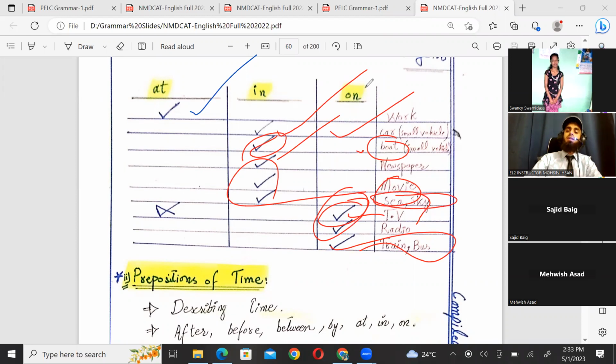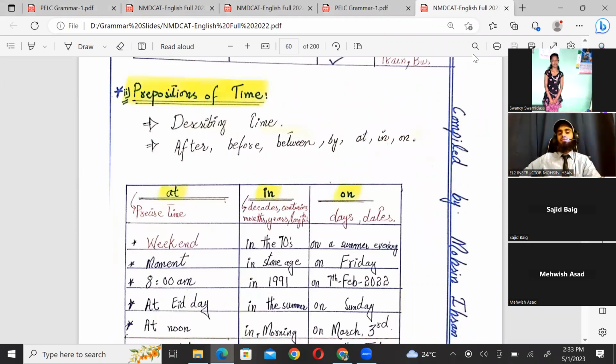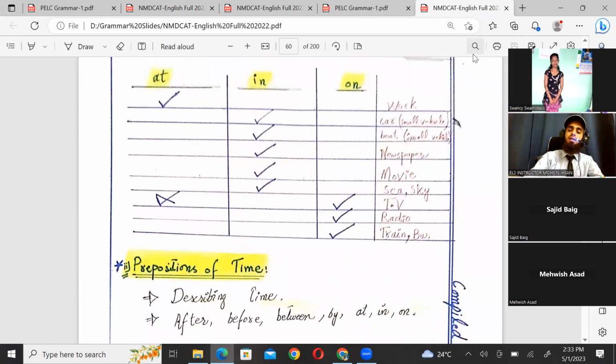What about sea and sky? If you see something in the sky, what would you say? On the sky or in the sky? No, no. Here the preposition that must be used is in, right?